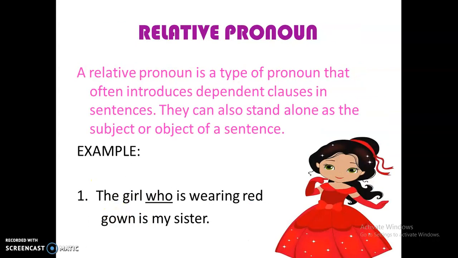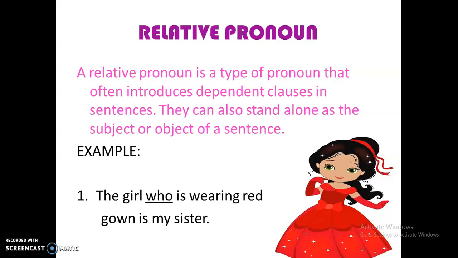Next, we have relative pronouns. A relative pronoun is a type of pronoun that often introduces dependent clauses in sentences. They can also stand alone as the subject or object of a sentence. So relative pronouns, as the name tells, are used to relate.